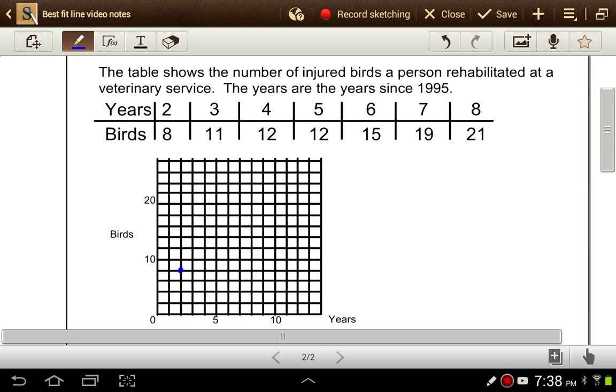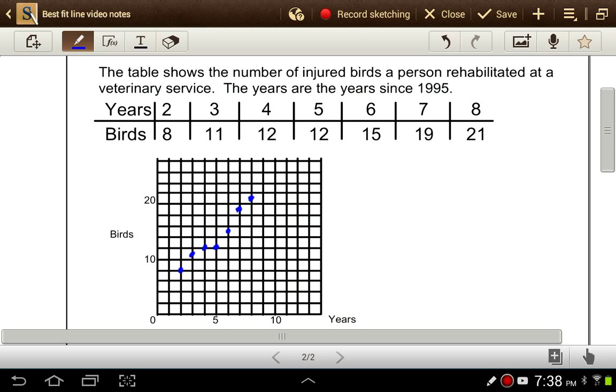So I'm counting by 2s, so that's going to go there. 4, 12 would go right there. 5, 12. It's right there. 6, 15. So that's 14, 15 is right there. 7, 19. So 20 is right here, so it's going to be right under 20. And then 8 to 21. Over 1 and halfway up there.